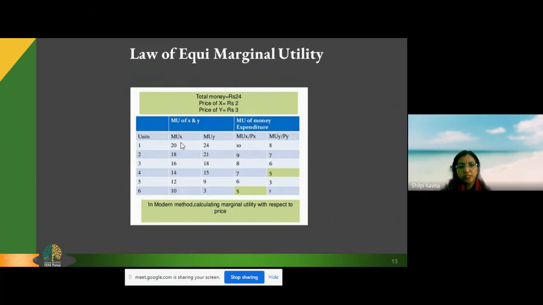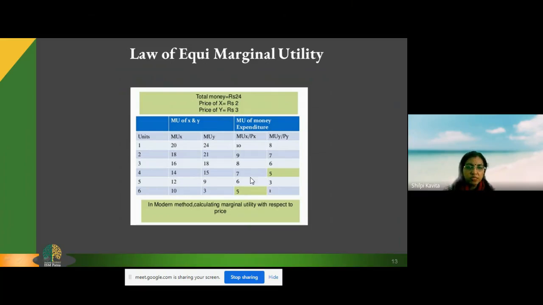We will divide this marginal utility of X by the price of X, which is equal to 2. So from this calculation, we derive MUX upon PX, because we are dividing the MUX by the price of the commodity, that is X. That means 20 divided by 2 is equal to 10, 18 divided by 2 is equal to 9. And similarly, the MUY upon PY is also calculated through this column. We know the marginal utility of Y, and we are dividing it by its price, that is rupees 3. So 24 divided by 3, we get 8, 21 divided by 3, we get 7. So likewise, we are getting both the columns.